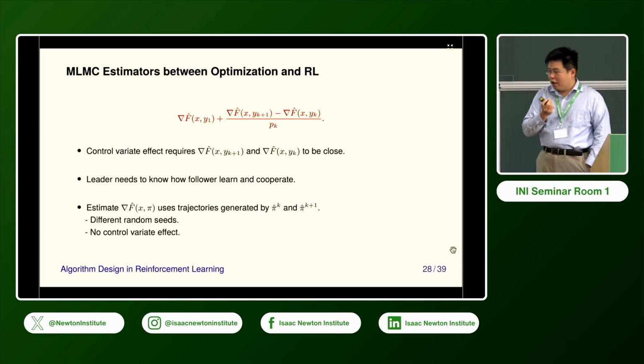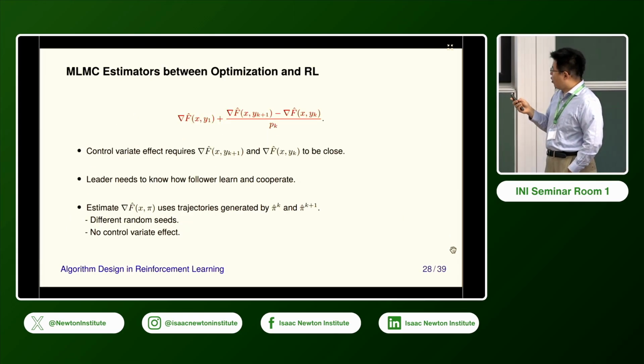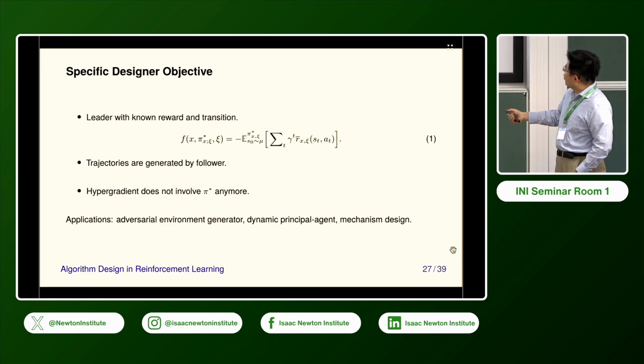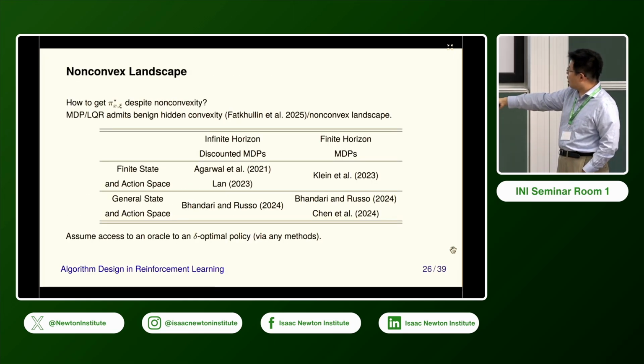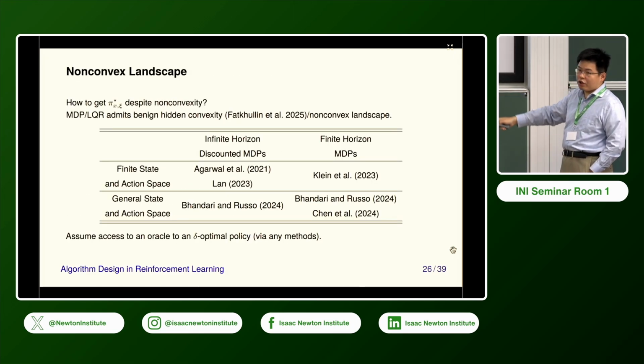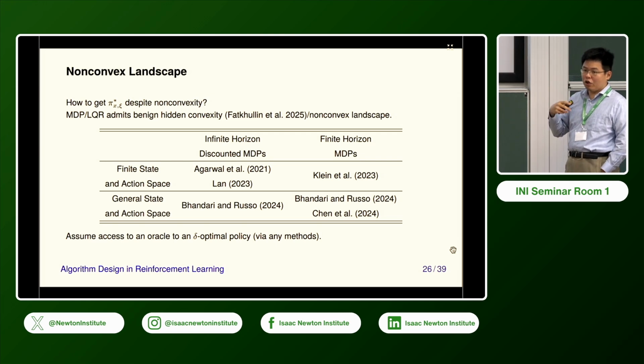And eventually, so far everything here is agnostic. Agnostic means that we only assume access to an oracle that generates trajectories. We don't need to know how the agent learns the optimal policy. Either method you can use: value iteration, policy gradients, all kinds of methods.